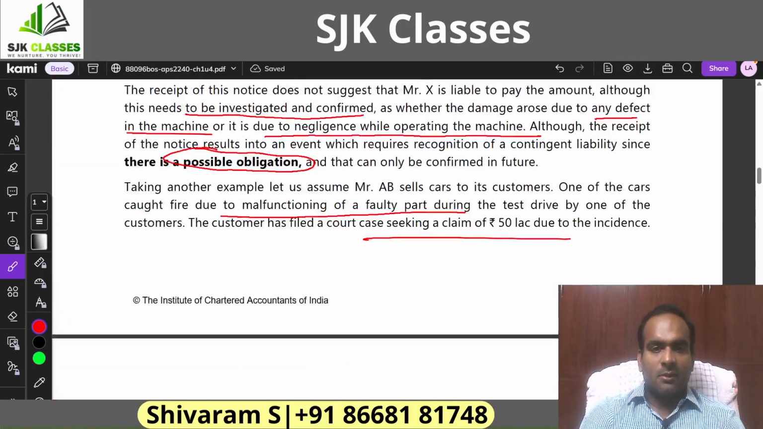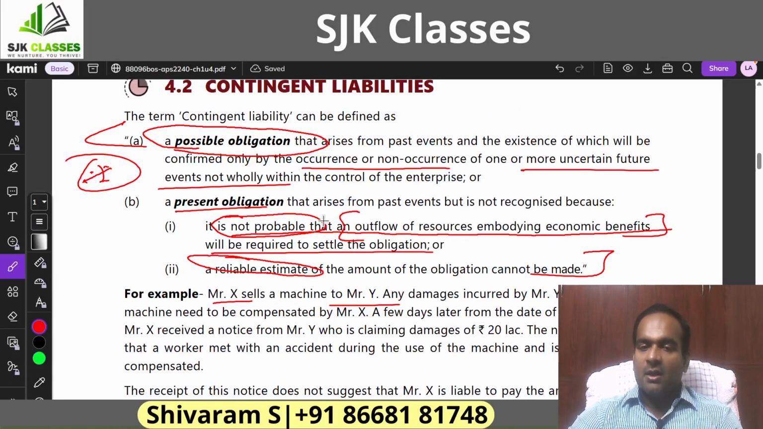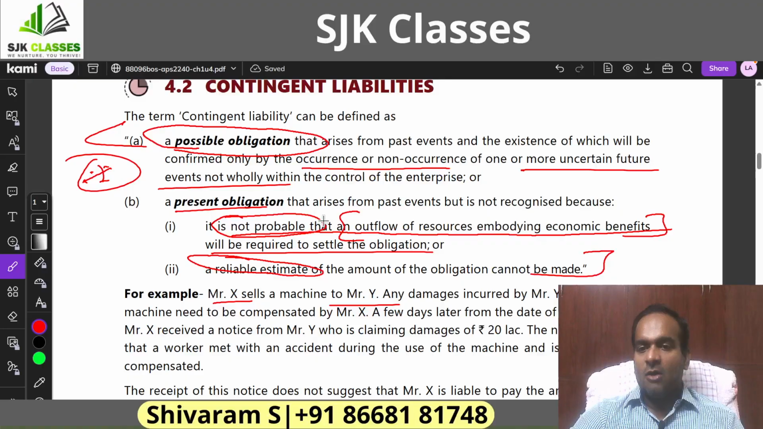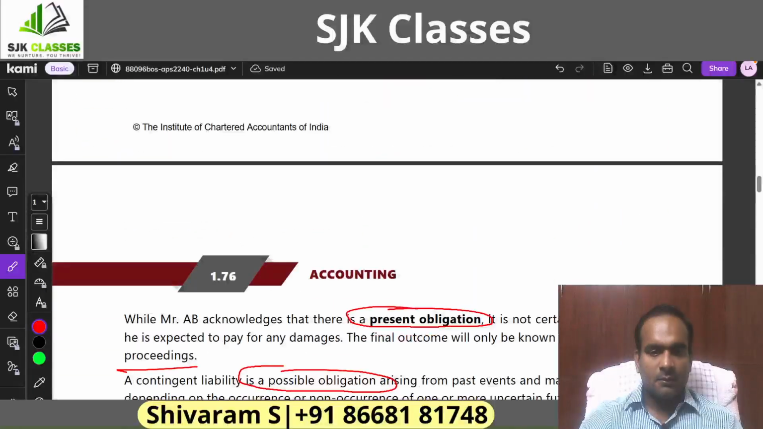So once again, let's look at this provision here. Even though I have a present obligation, why am I not showing it as an actual liability? Because the probability of paying the amount is quite low, meaning the lawyers are giving the opinion that we might win the case. In that scenario, I will show it as a contingent liability. The other scenario is that there's a present obligation, but a reliable estimate of the amount of the obligation cannot be made. I'm unable to make an exact quantification of the amount now. We will say it is, once again, a contingent liability. It's not an actual liability. So that's it.